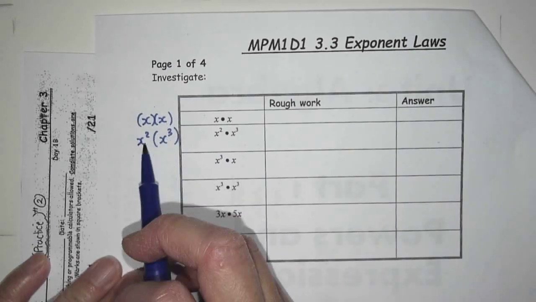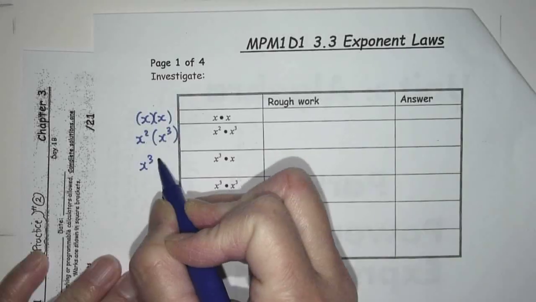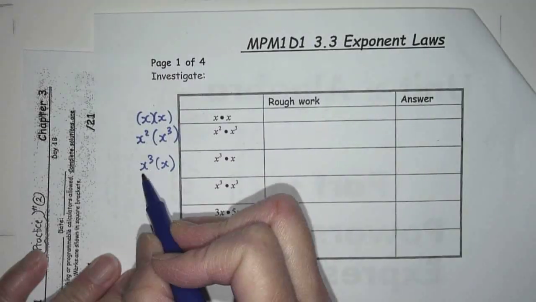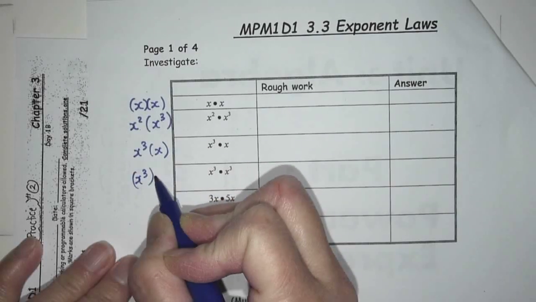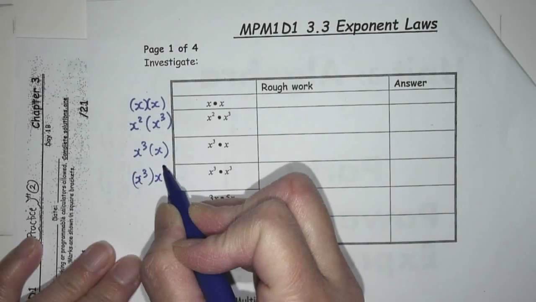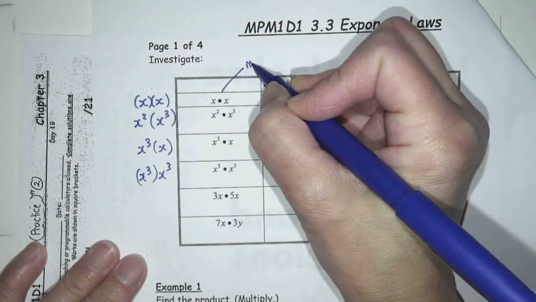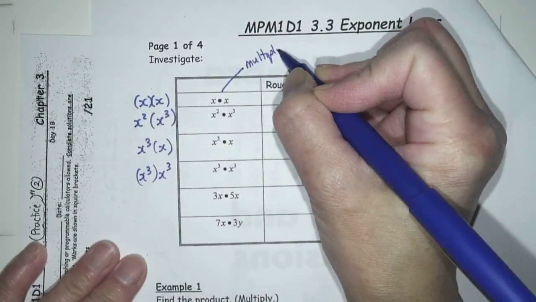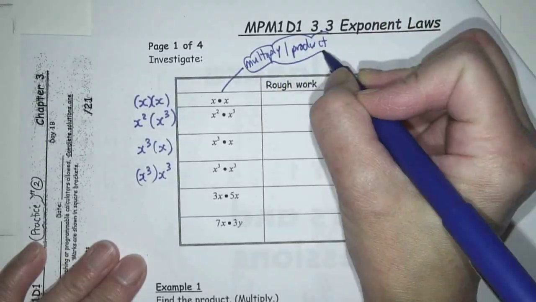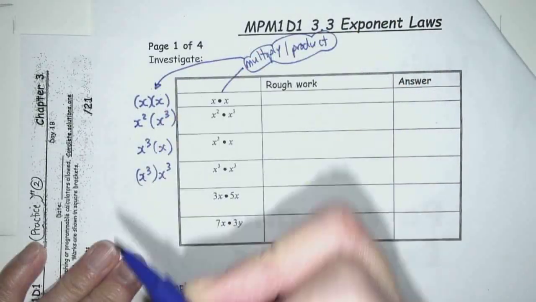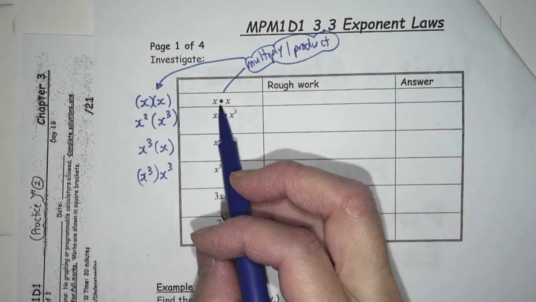You can have 2 brackets, or you can have 1 bracket. You can have the first one in a bracket and the second one, or the first one not in a bracket, the second one yes, or you can put the first one in a bracket and the second one no, but these all mean the same thing. They all mean multiplication. So that means multiply or product, which is what these mean as well. So same sort of idea. Okay, so here I'm saying it's x times x.